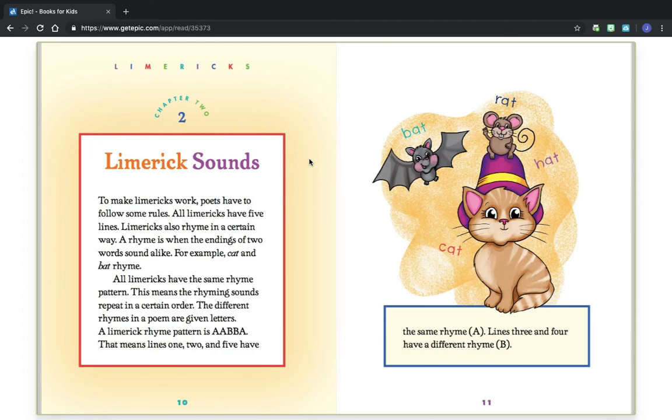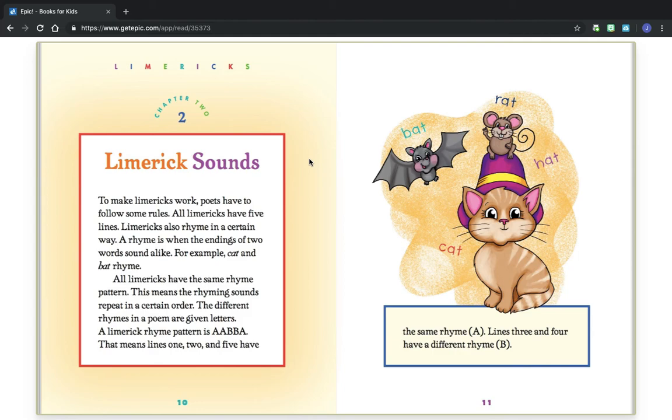So all limericks have the same rhyme pattern. This means that rhyming sounds repeat in a certain order. The different rhymes in a poem are given letters. A limerick rhyme pattern is A A B B A. This means that lines 1, 2, and 5 have the same rhyme, A. Lines 3 and 4 have a different rhyme, B.